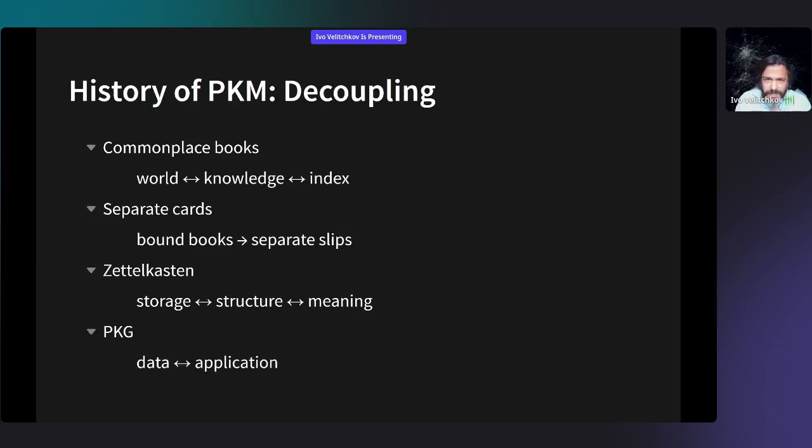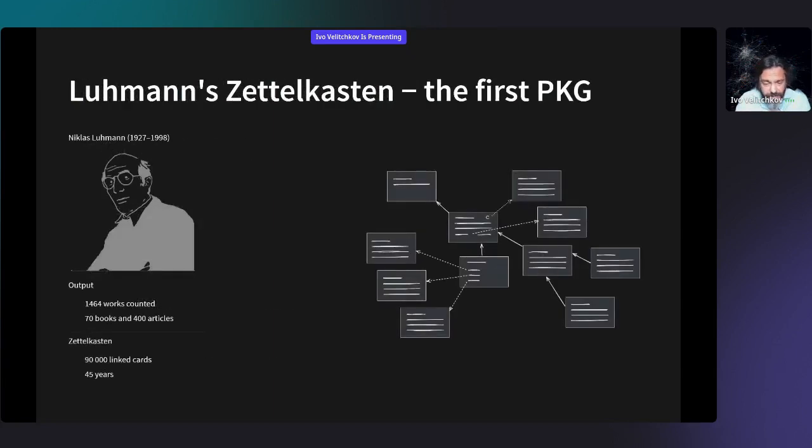Luhmann's Zettelkasten is particularly interesting because it can be seen as the first personal knowledge graph, not a digital one, but still it has all the qualities to be regarded as such. To say that he was prolific would be an understatement, as the figures on this slide show. And these 90,000 linked cards, also with backlinks, can easily be seen as a personal knowledge graph, but that would be at a physical level.